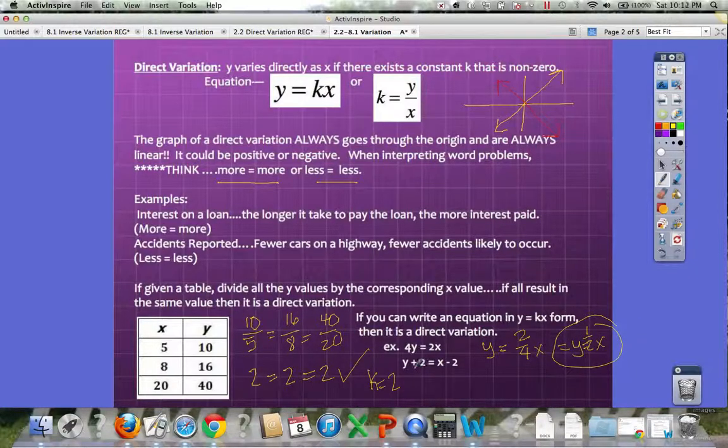Now, the next equation says y plus 2 equals x minus 2. Well, we want to solve for y, so I'm going to subtract 2. So y would be x minus 4. That minus 4 right there makes it not a direct variation, because you cannot have a b. If you had a b, then it would not go through the origin. So if you can put it in y equals kx, it would be a direct variation. All right.